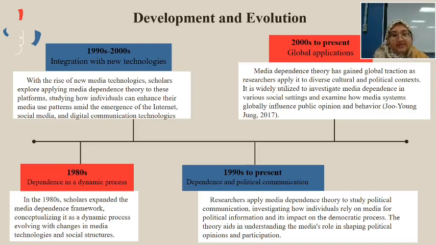Next, from the 1990s to present, dependence and political communication. Researchers apply media dependence theory to study political communication, investigating how individuals rely on media for political information and its impact on the democratic process. The theory aids in understanding the media's role in shaping political opinions and participation.